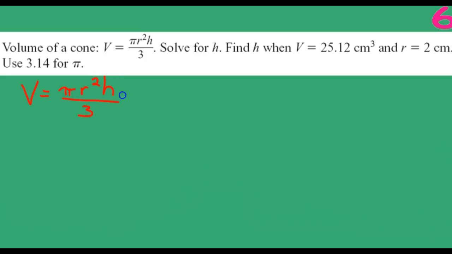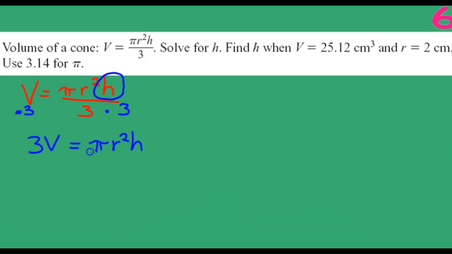Now we're solving for h, so we need to get h by itself. So the first thing we need to do is get rid of this 3. So what we're going to do is multiply it by 3, because that's dividing. And the opposite of dividing is multiplying. So we have V times 3, which is 3V, equals pi r squared h.